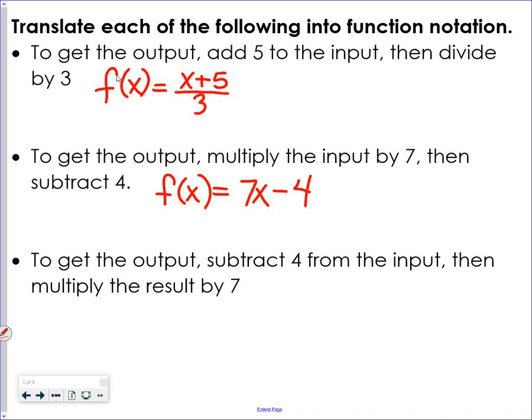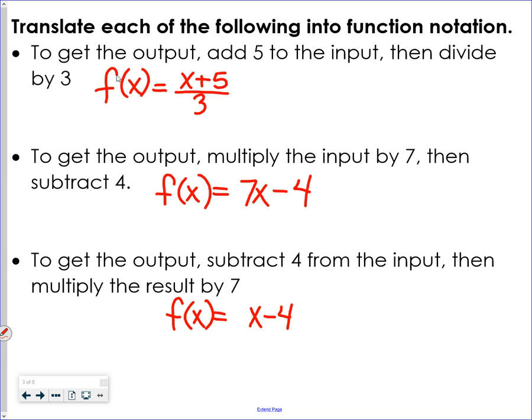For the third one, I kept the same numbers, but I changed around the order a little bit. To get the output, subtract 4 from the input, and then multiply the result by 7. So I have to be careful on this one. I'm still going to use f of x for function notation. Subtract 4 from the input. So the input is x, and I'm going to subtract 4. But I need to multiply the entire answer there by 7.